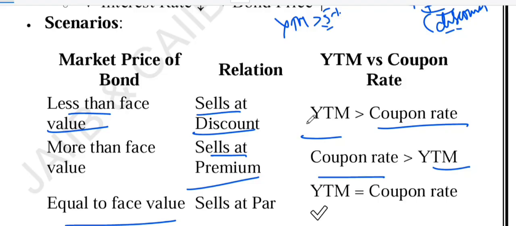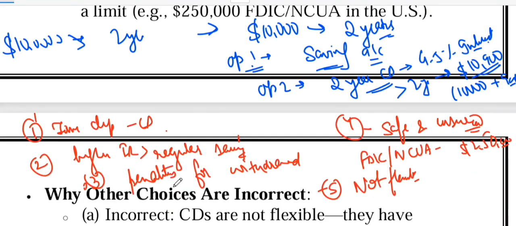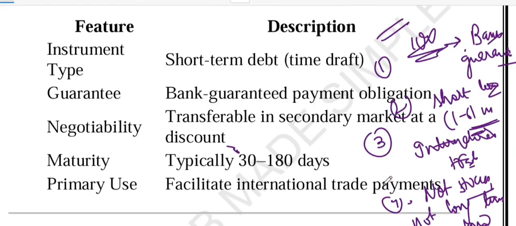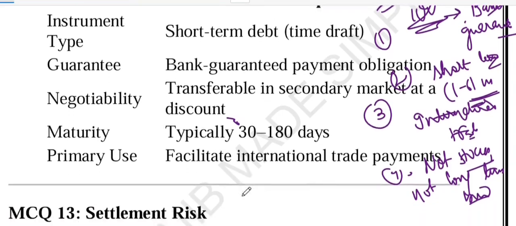Then we discussed CDs, certificates of deposit. They offer a higher interest rate than a regular savings account. Yes, there are penalties for withdrawal. It is safe and unsecured, and they are not flexible. Then we talked about banker's acceptance. The points worth noting: 100% bank guarantee, a short-term debt instrument generally for 1 to 6 months, not stock. Guarantee is bank-guaranteed. Negotiability: yes, they are transferable in the secondary market. Maturity is typically 30 to 180 days, and they are primarily used to facilitate international trade payment.